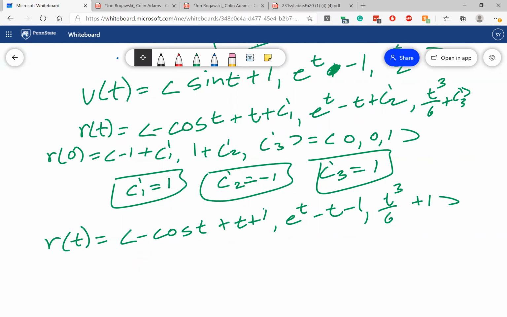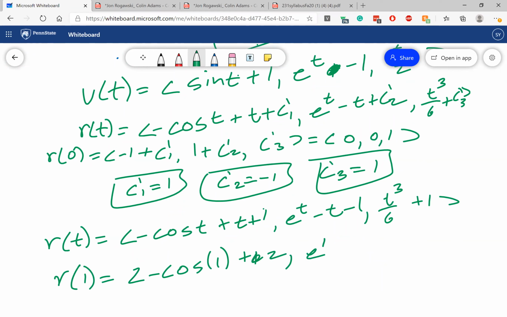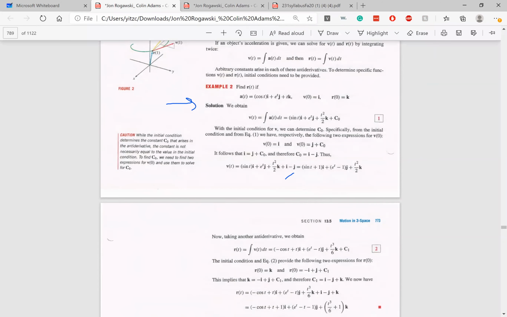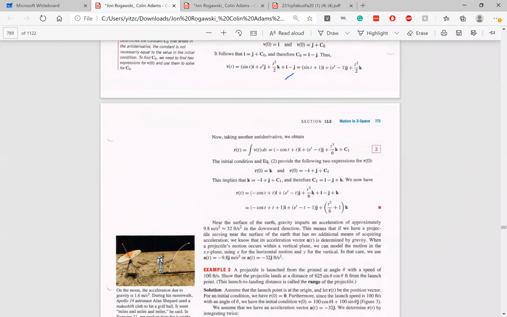So then we get this in the end, and we can plug in any number we want, like, I don't know, 1, and that would get us to what the position is at that time. 2 e to the 1 minus 2 and 1 over 6 plus 1, and so on. So you might be asked questions like that, or to find the position of a particle at a given time. Okay. So that was this question. So are there any questions about that?